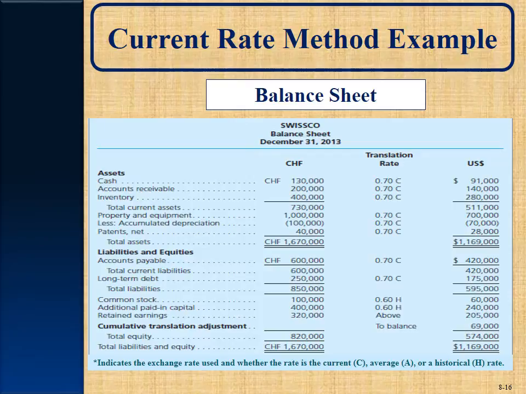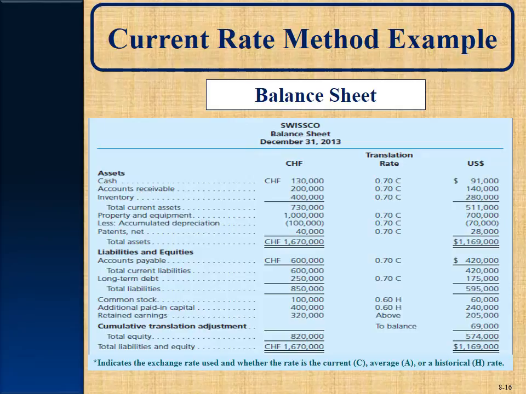Now, once you do all that, $595,000 were your total liabilities, plus your $300,000 of common stock and additional paid-in capital, plus your retained earnings. At this point, your assets should equal liabilities and equity, but they're not going to, because you use different rates for different conversions. So now you have to figure out, how much am I off by?